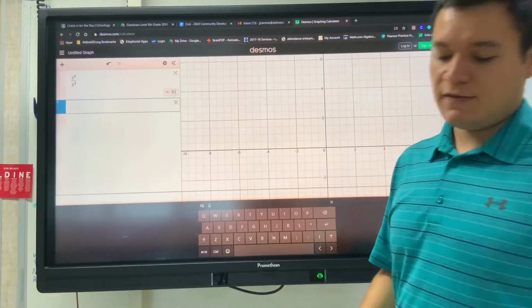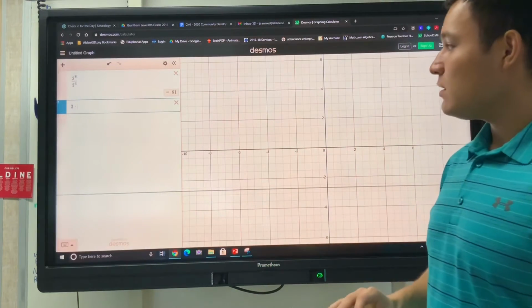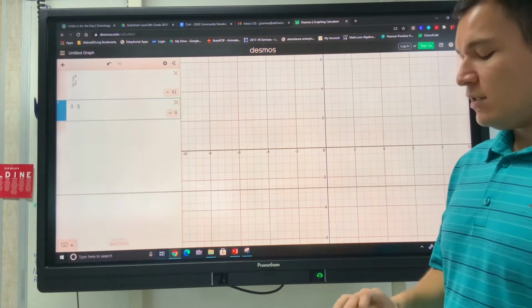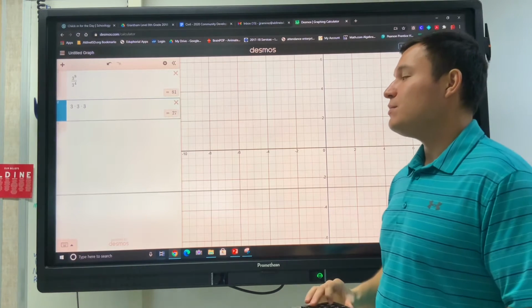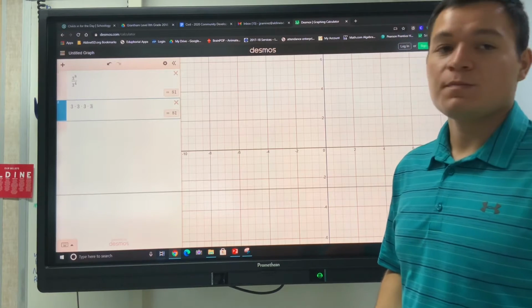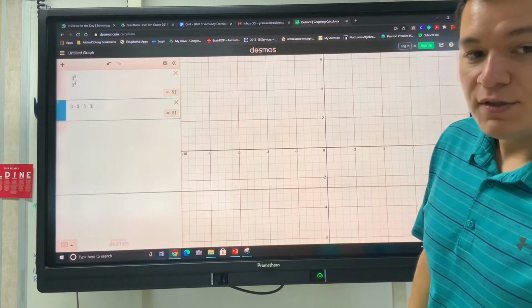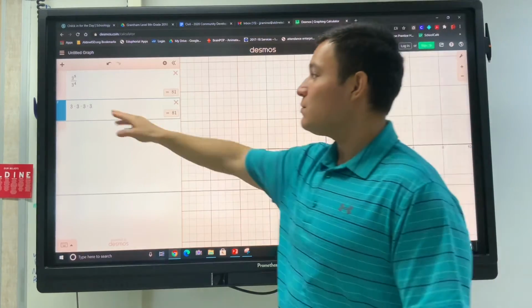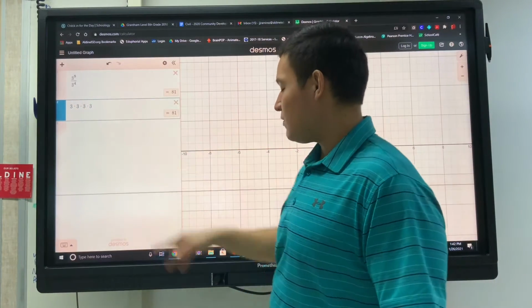Did you know that if you do 3 times 3, you get 9. If you do another times 3, you get 27. And if you do another times 3, you get 81. So all of these powers are reducing down to 3 times 3 times 3 times 3.